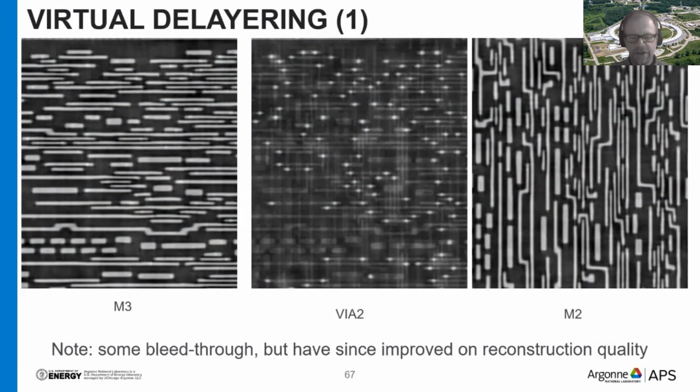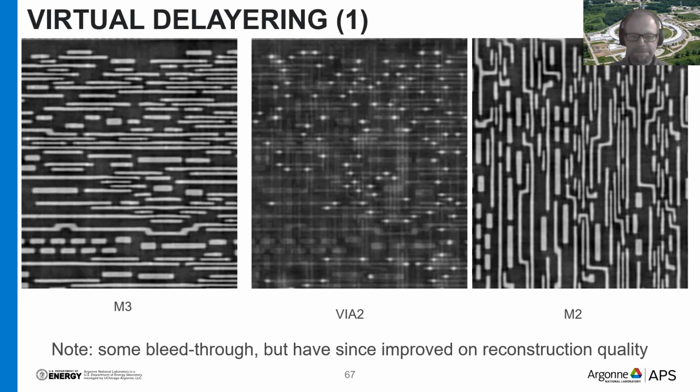And here, because movies sometimes don't really play that well, I just pulled out a few of these cross sections. I should point out this is an older data set. We had a bit of bleed through there. You can see that in particular in the via layers, which connect the metal layers. So there's bleed through from the layer below and above. But we have much nicer data since then, but weren't able to show it.